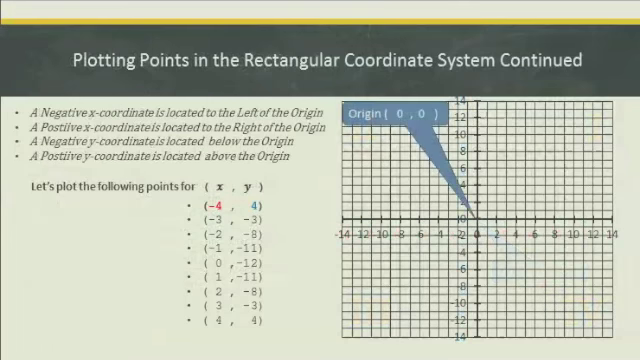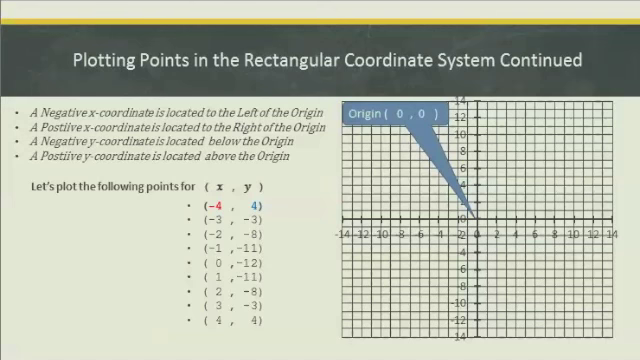In order to plot points in a rectangular coordinate system, we must know a few basic rules. A negative x-coordinate is located to the left of the origin, and a positive x-coordinate is located to the right of the origin. A negative y-coordinate is located below the origin, and a positive y-coordinate is located above the origin.